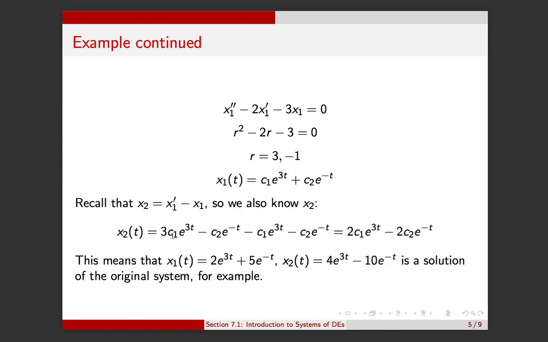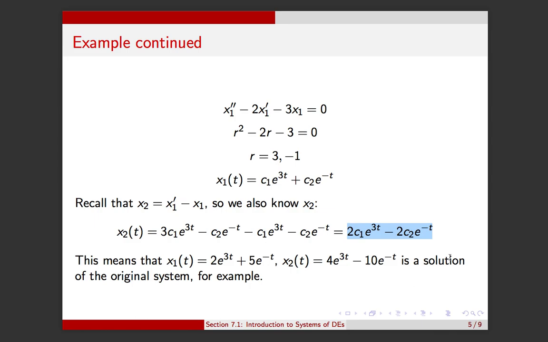So here I just have written it. Here's the derivative of x1 right here, highlighted. And then there's minus x1. So when you simplify, you get this for x2: twice c1 e to the 3t minus twice c2 e to the -t.